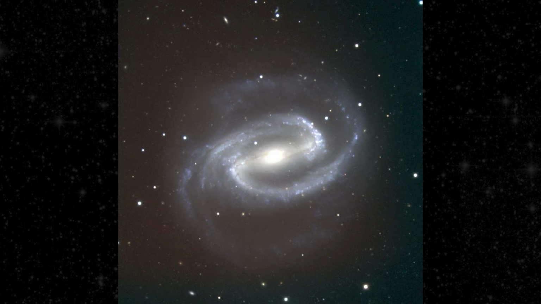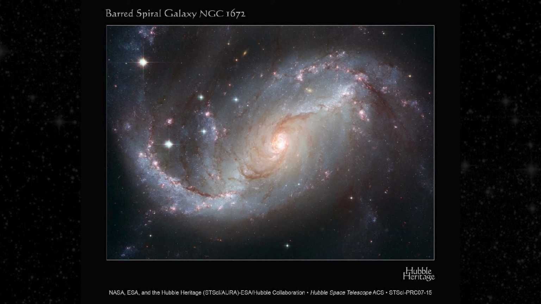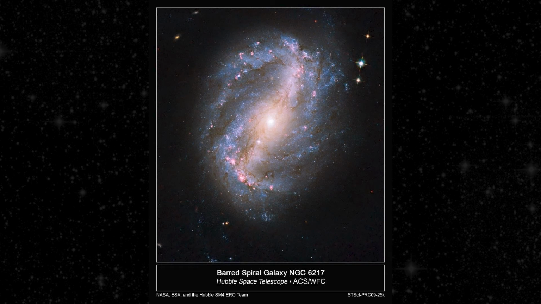All right, here's another view of a barred spiral. More barred spirals. You can see the pink glows of star formation. So these have lots of gas, lots of dust, star formation is going on, young stars and old stars. Okay. Another barred spiral showing star formation in young stars.